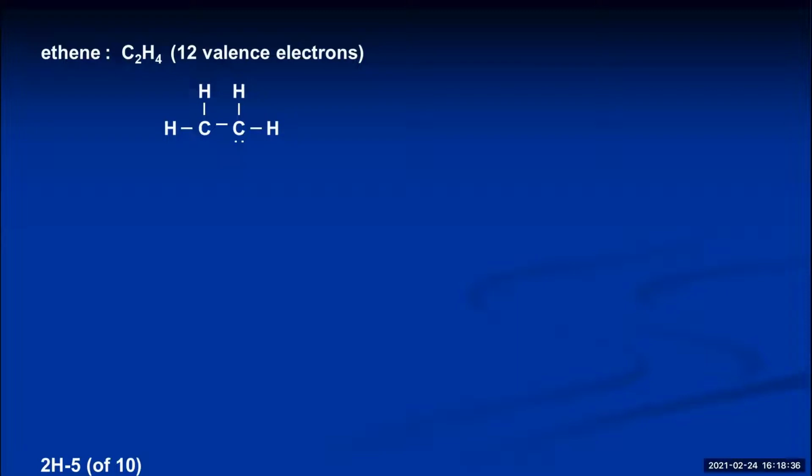So that means this is not right. So what do you do with that lone pair? Double bond. Move it into a sharing position and make a double bond. There you go. Now you have octets for both carbons. That's ethene. Okay.